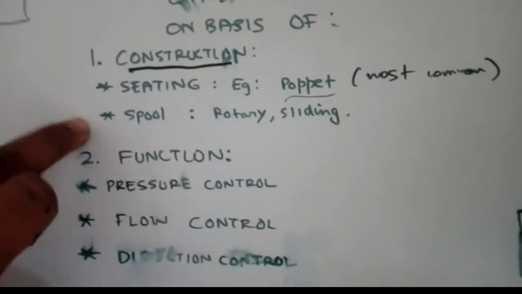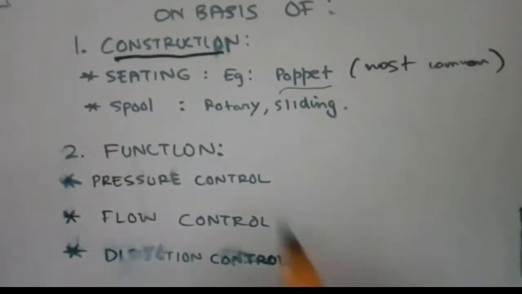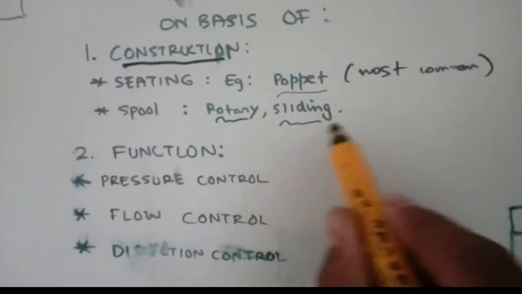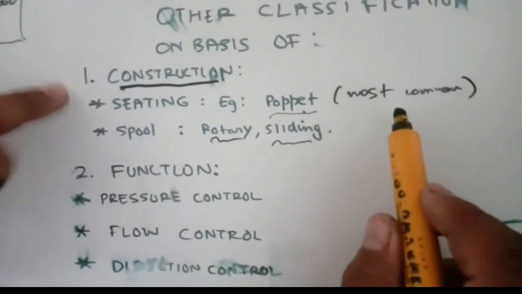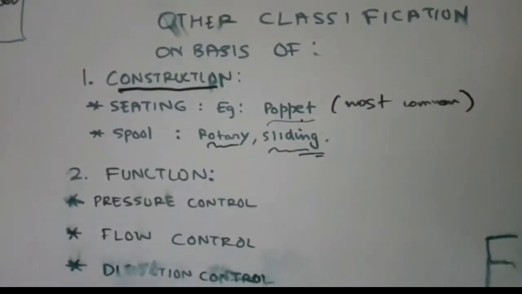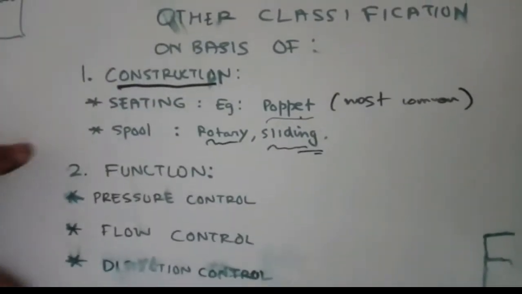But spool valves are different. These don't sit on seats, but they are rotary or sliding. These are the most common in industries. So poppet valves are the most common in their category, but spool valves are the most common overall, the rotary or sliding valves. We'll learn these valves in detail.